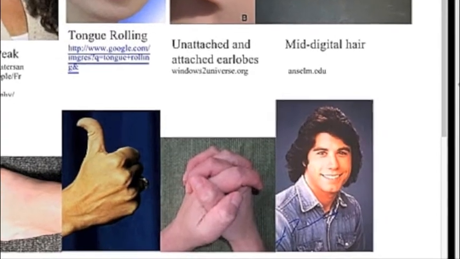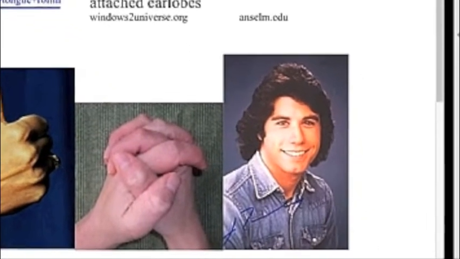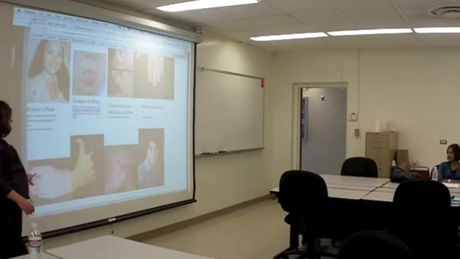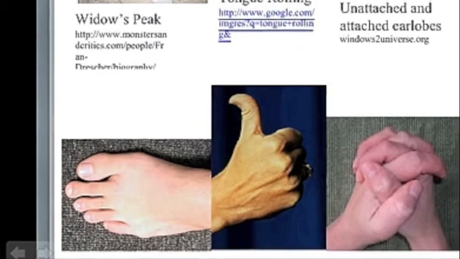And no, it's not a picture of John Travolta's hair. It's a picture of his chin dimple. And Morton's toe, it actually got cut off, but Morton's toe is when your second toe is bigger than your big toe. Some people have that.